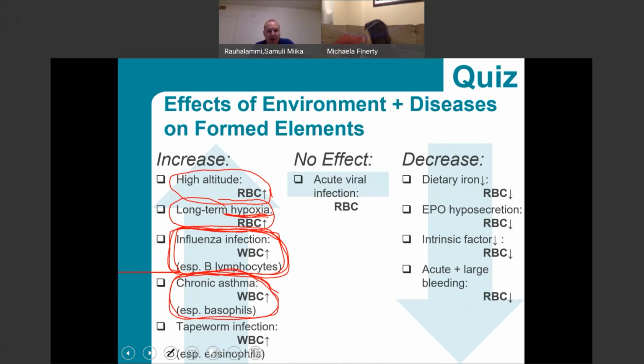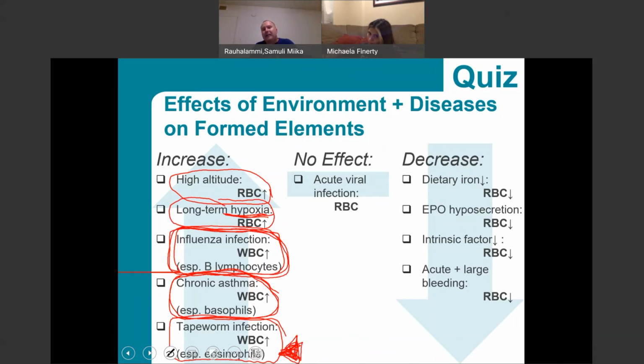And finally, the parasites. If you have a parasite, for example, tapeworm, and that's what the question uses as an example, your body will start to produce more white blood cells. The special type of white blood cell that is really good at dealing with parasites is the eosinophils. They're extremely good at dealing with various different parasites, including tapeworms.